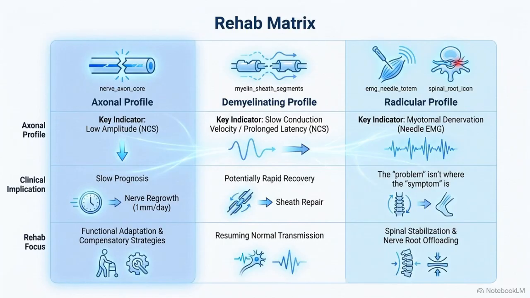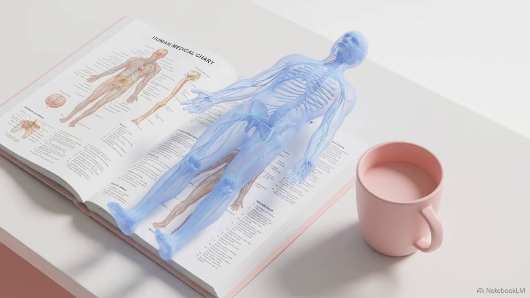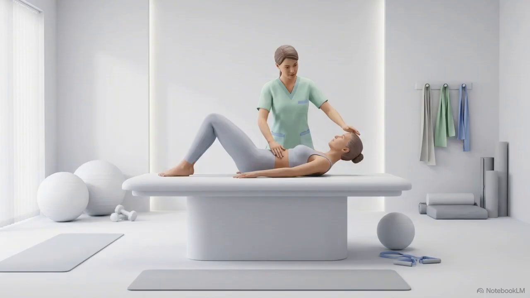A radicular profile, identified by myotomal denervation on the needle EMG, shifts the physical therapy focus away from the limb entirely, prioritizing spinal stabilization and nerve root offloading. For the rehab professional, a completed electrodiagnostic report operates as a biological blueprint. It dictates the pace, limits, and exact anatomical targets of the entire recovery plan.